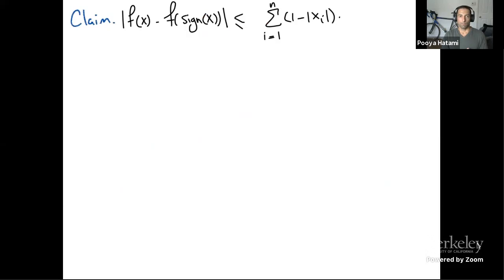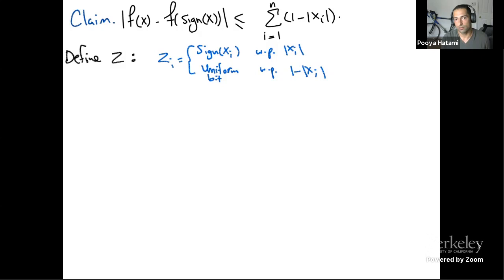For rounding, what we will show is that the difference between f evaluated at any vector x and f evaluated at sine of x is always bounded by just the L1 distance from the boundary. Okay, so that's what we will show. And again, we will use this trick of defining a random variable, the expectation of which is x, but all of its points are Boolean. So even though x is inside of the solid cube, we will define this random variable z that has expectation equal to x. And we know that f of x is equal to the expected value of f of z, right? One way to define it is to have sine of xi with probability absolute value xi, and a uniform bit otherwise, right?